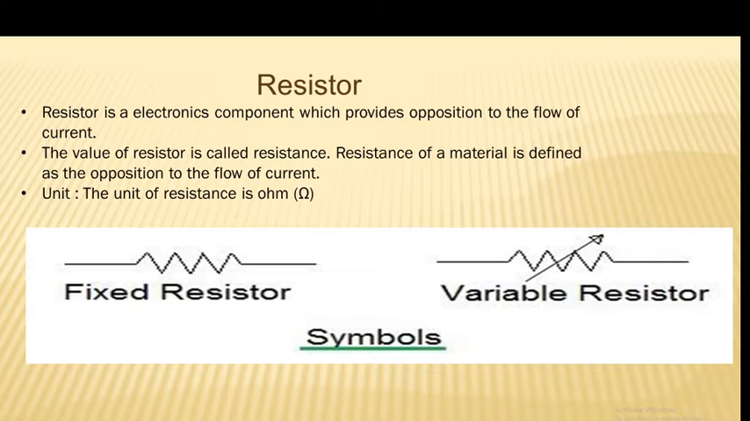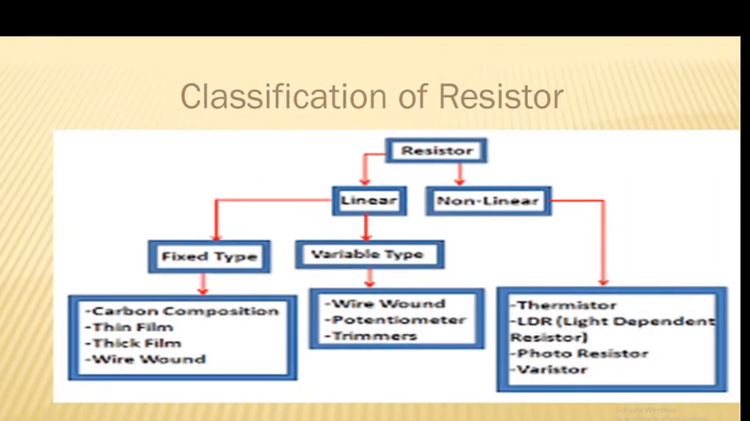There are two types of resistor, fixed resistor and variable resistor, and hence the symbol is shown here for the fixed resistor and variable resistor. Resistors are mainly classified into two types, linear resistor and non-linear resistor. Linear resistor is that resistor in which the voltage is applied and current increases linearly with increasing applied voltage. Linear resistor is again of two types, fixed resistor and variable resistor.